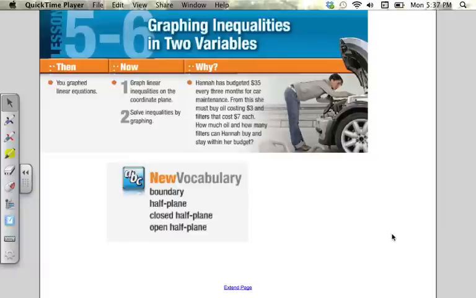Lesson 5-6, Graphing Inequalities in Two Variables.